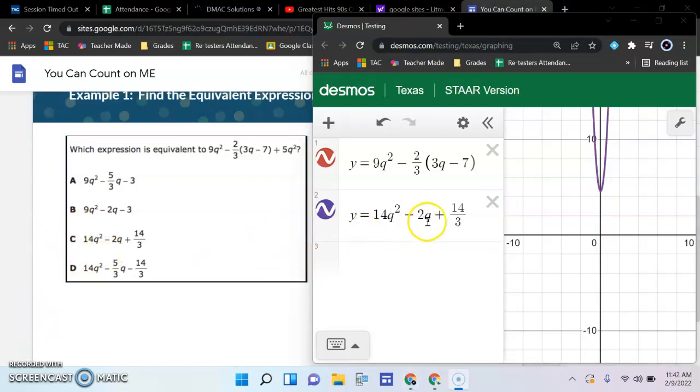So as you can see, I finished typing out C. I put y equals in the beginning, and I like to do this right here. See how it is a flashing graph? That means it is exactly the same graph. We're matching those two. So these two are equivalent to each other. So the answer in this one is C.